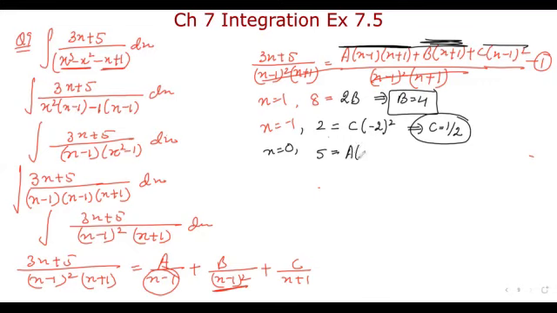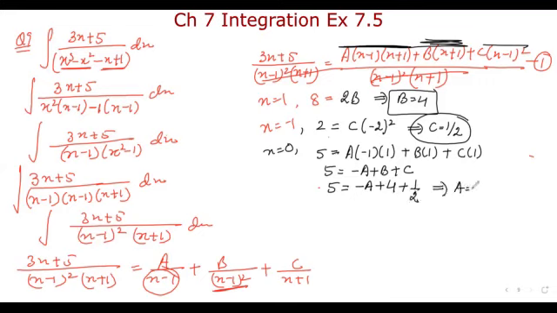So A will be A into 0 minus 1 minus 1, 0 plus 1 plus 1, B into में 1 and C into में 0 minus 1, that means 1. So 5 is equals to minus A plus B plus C. So 5 is equals to minus A, B is 4 and C is half. So the value of A comes out to be 4 plus half, that will be 9/2 minus 5. So A comes out to be minus half.